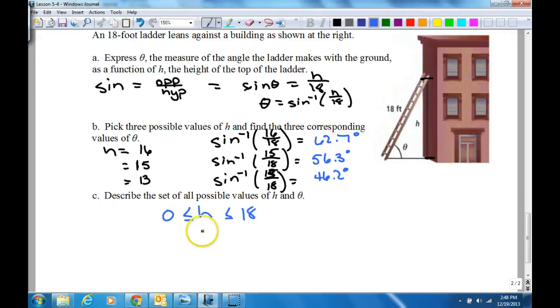If we were looking at theta, what are our possible values of theta? Well, the largest value of theta we can have is 90 degrees, right? Where it's straight up and down. And the smallest value of theta is 0 degrees.